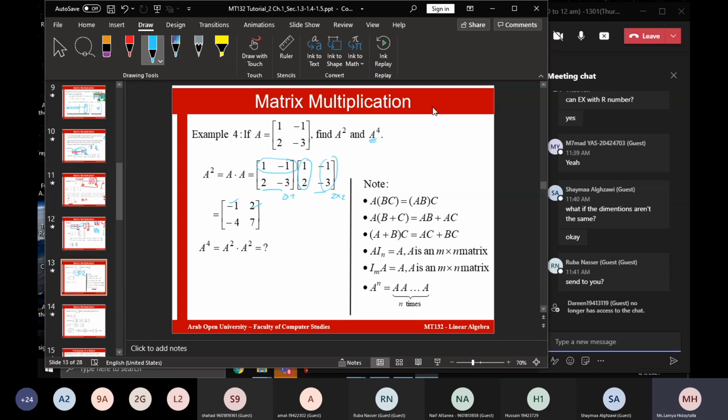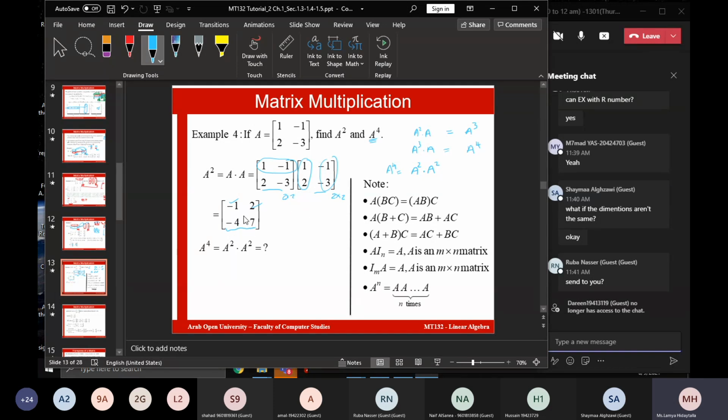Now I have A squared, correct? We do A squared and then multiply times A. This gives me A cubed. Then take A cubed and multiply times A, and this will give me A to the power 4. Or else, more easily, I know that A to the power 4 is equal to A squared times A squared, correct? So I already got A squared.